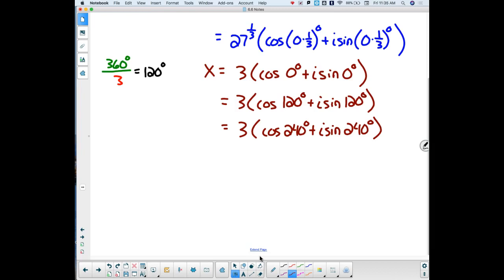The kicker is you find one like normal, and then you take 360 and divide it by the root. That's the difference in the angles that you're going around. So if I was taking the fifth root, I would take 360 and divide it by 5, and I'd get 72. So I would add 72 four times to get my angles.